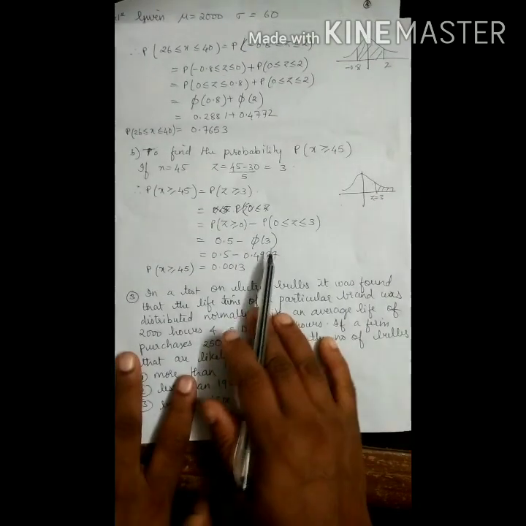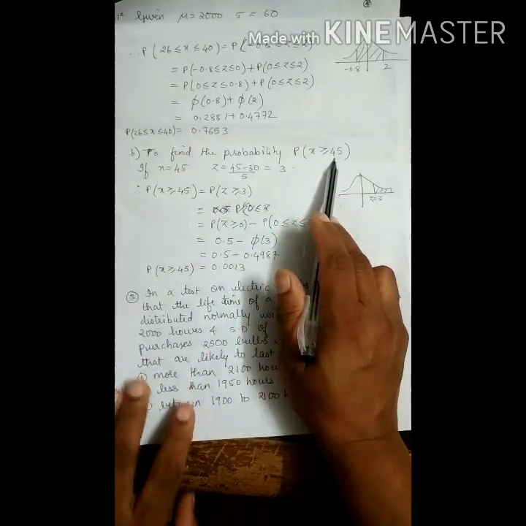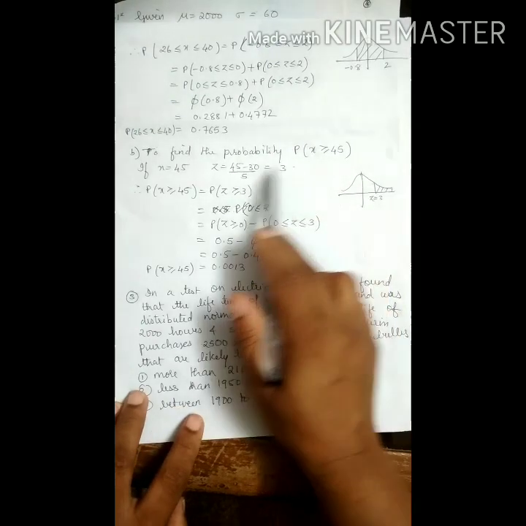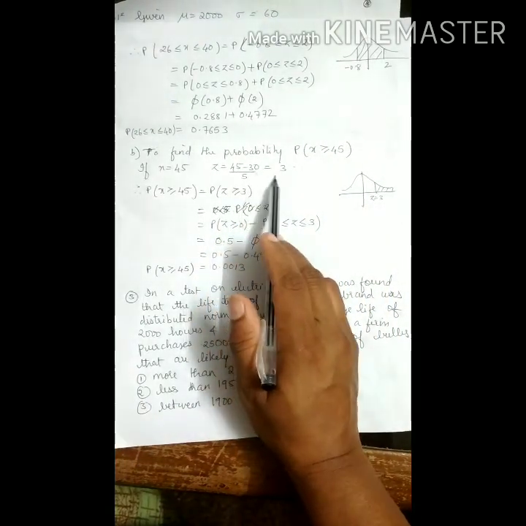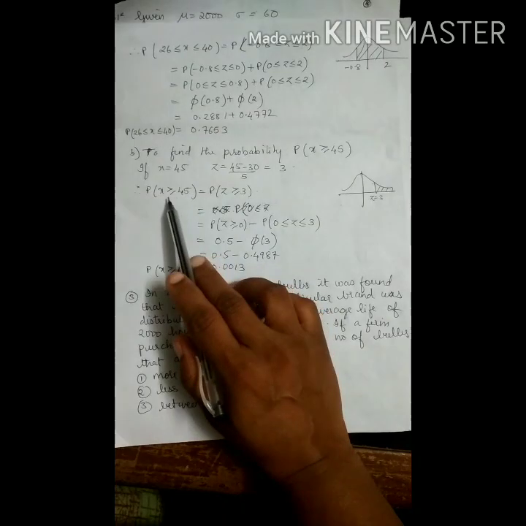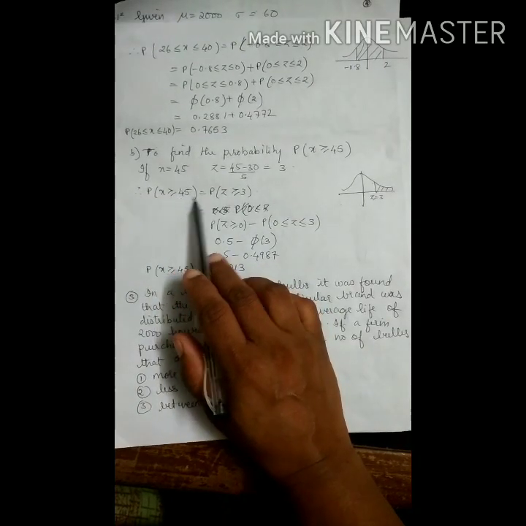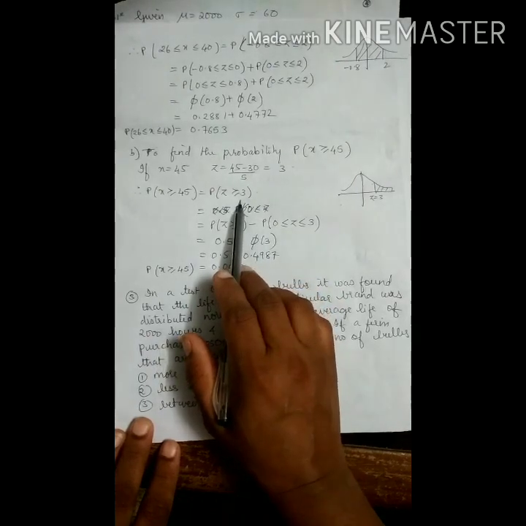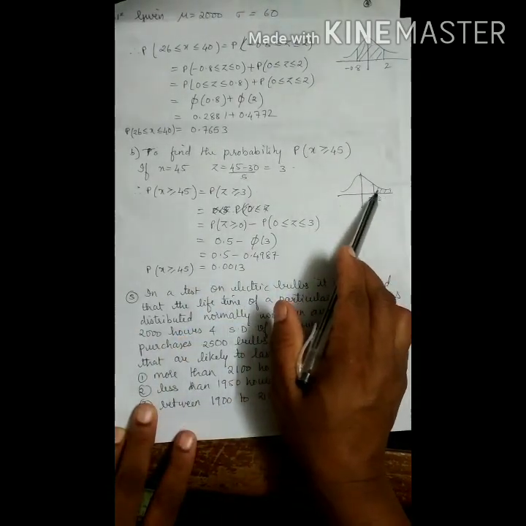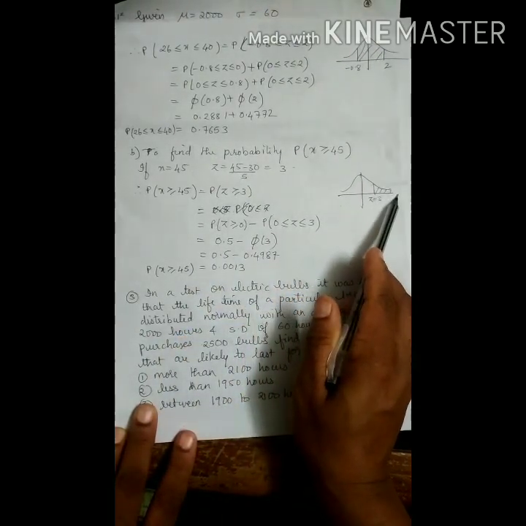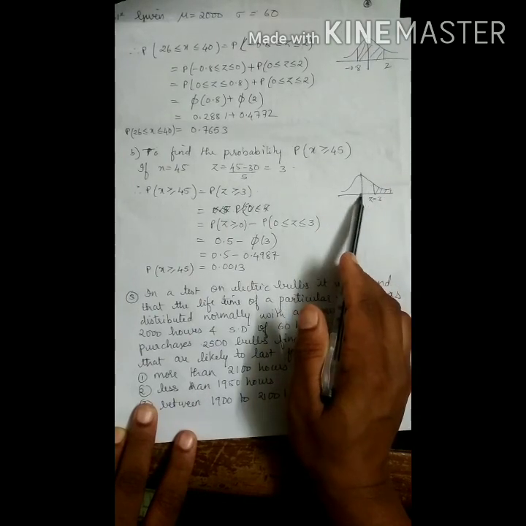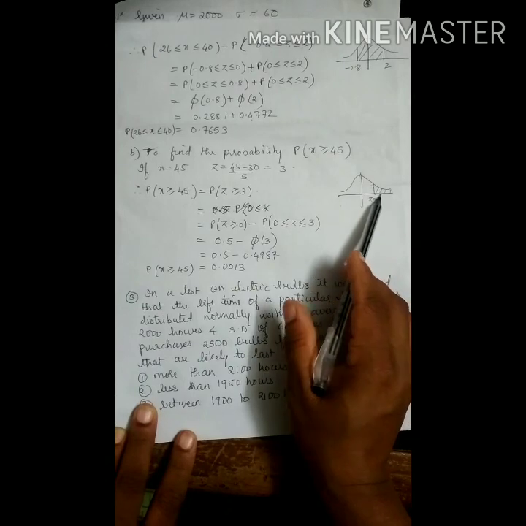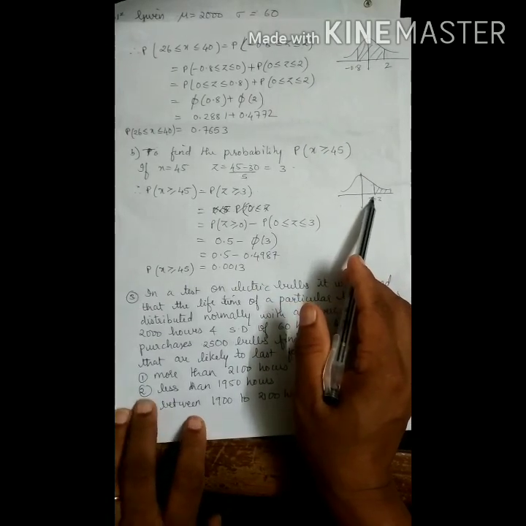Next, to find the probability of P(x greater than or equal to 45), you convert x in terms of z. So for x equals 45, what is z we are getting? 3. So P(x greater than or equal to 45) means P(z greater than or equal to 3). How to calculate now? Greater than or equal to 3 means the area more than 3. If I want this area, the whole area minus this area will give me the area of z greater than or equal to 3.